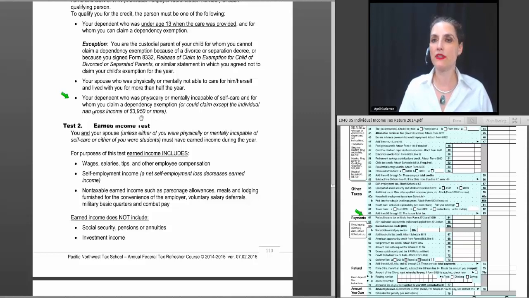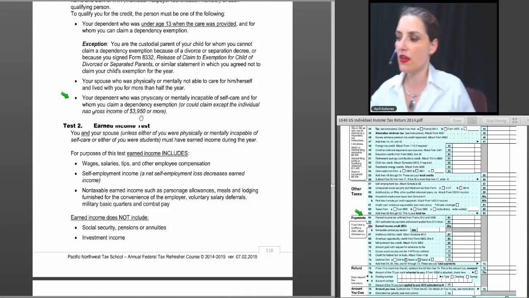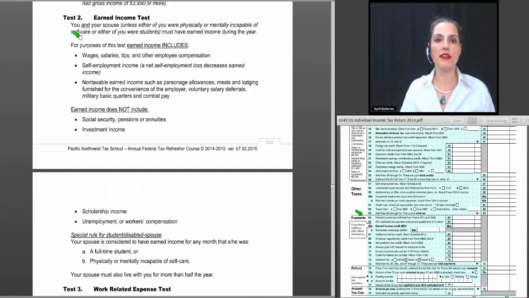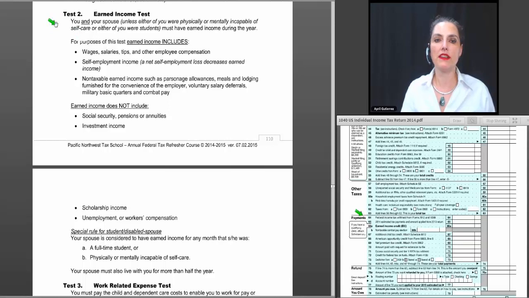That was $39.50 for 2014, and it's $4,000 for 2015. Test number 2, Earned Income Test. You and your spouse, unless either of you were physically or mentally incapable of self-care, or either of you were students, must have included income during the year.